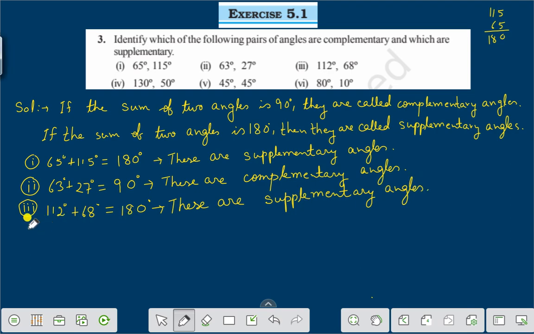Right? Now question number 4. Question number 4 is 130 degrees plus 50 degrees. 130 plus 50 is 180 degrees. Then we can say that these are supplementary angles.